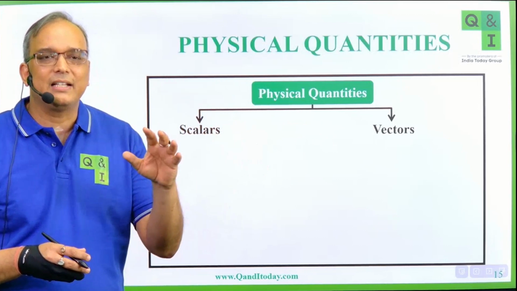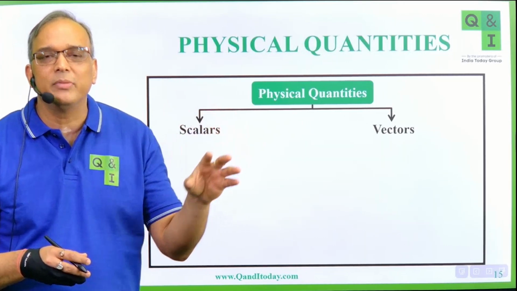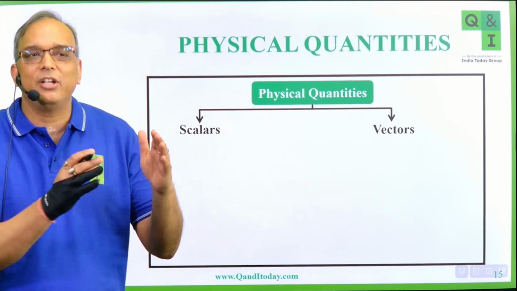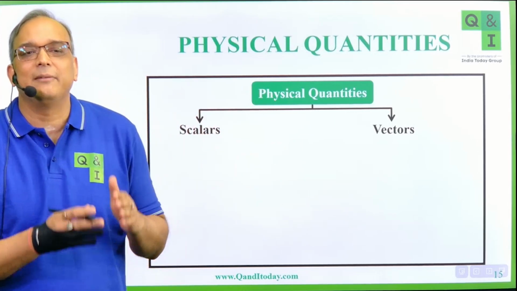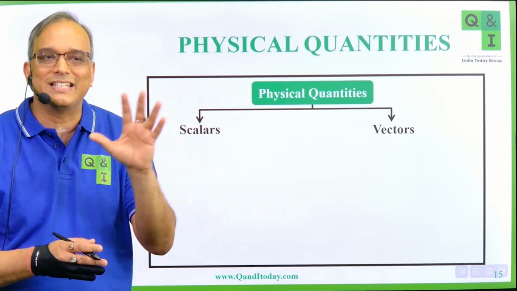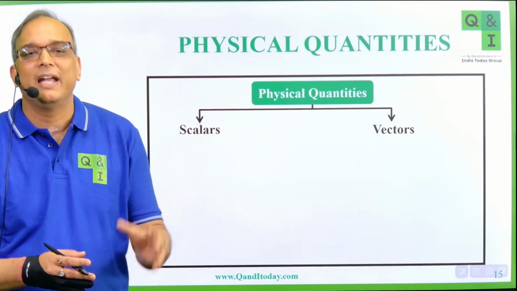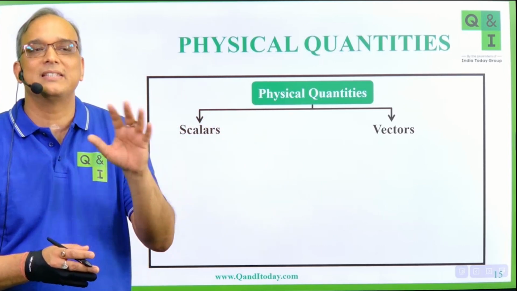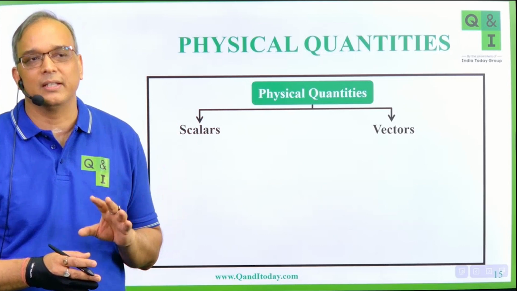And when we say that a body is moving 3 kilometer towards north, so when we also specify the direction, it becomes a vector quantity. So 3 kilometer towards north is displacement, which is a vector quantity. And when I say only 3 kilometer, it is distance, which is a scalar quantity.